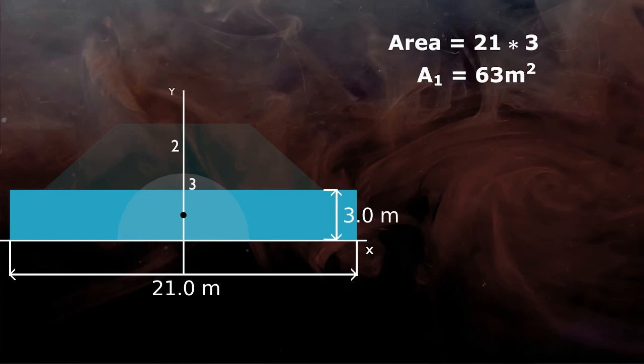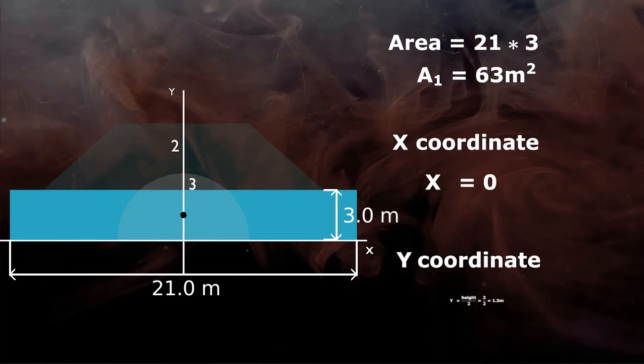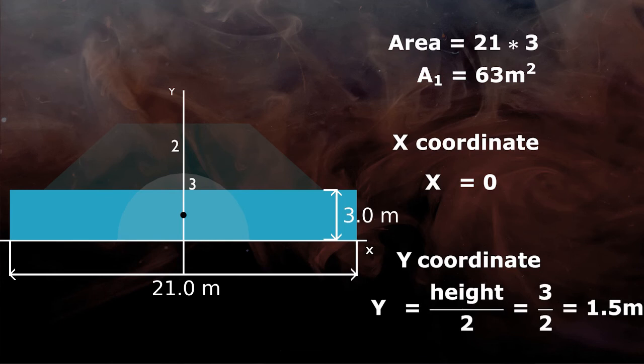If you know how to find it correctly, problem of centroid is very easy to solve. So now, as we have placed y-axis at center, x coordinate will be 0. And y coordinate is height divided by 2, which means dimension in y direction, that is 3 divided by 2 is equal to 1.5 meter.